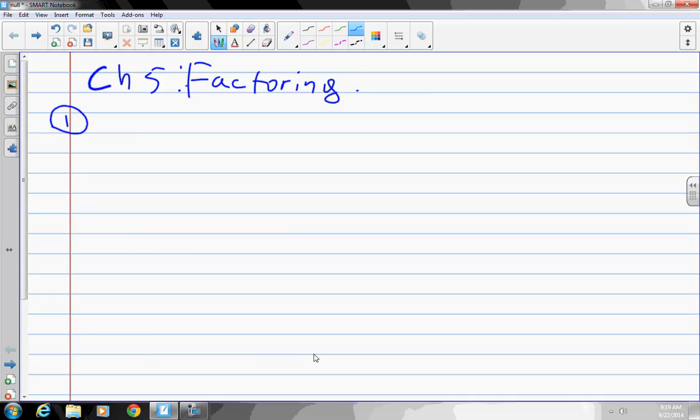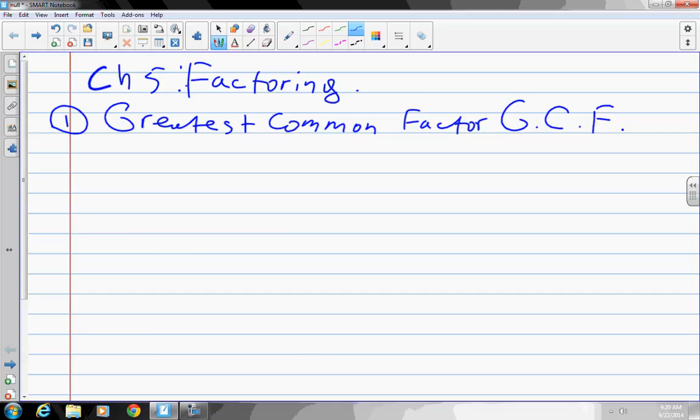So first we need to talk about the greatest common factor. Since I'm assuming that you've done some sort of factoring, I'm just going to start you off with an example, and then we're going to discuss how that works.